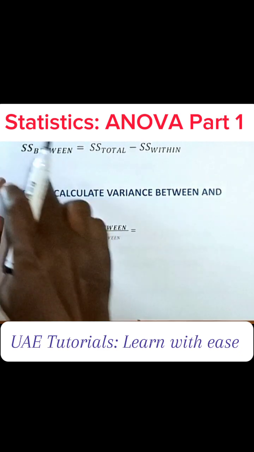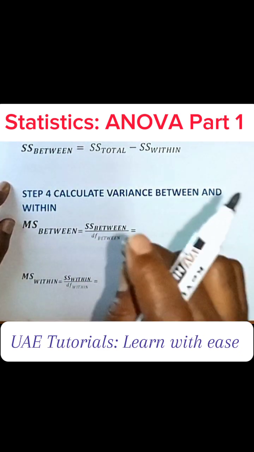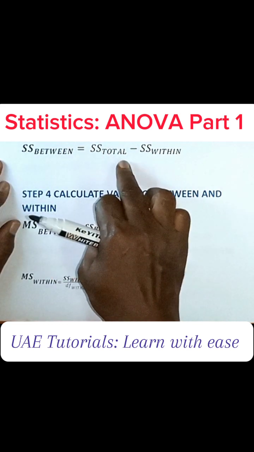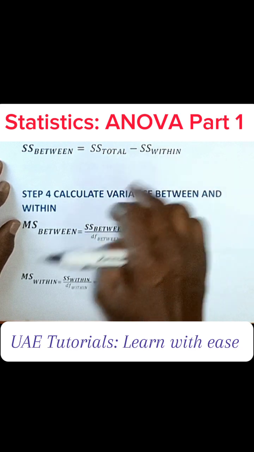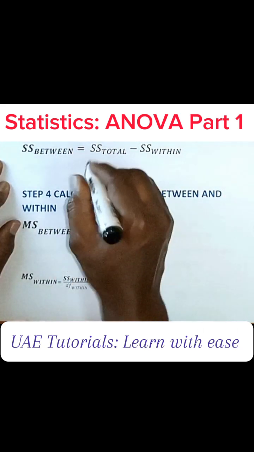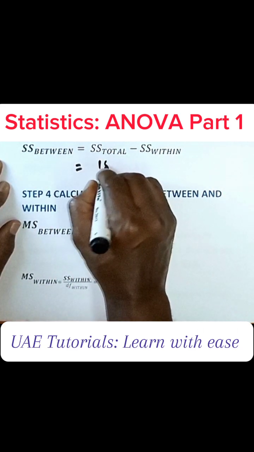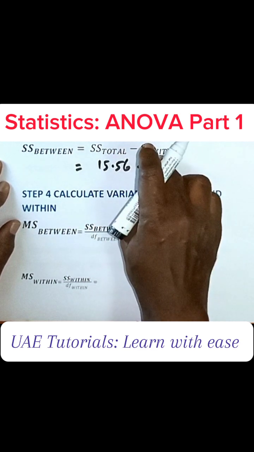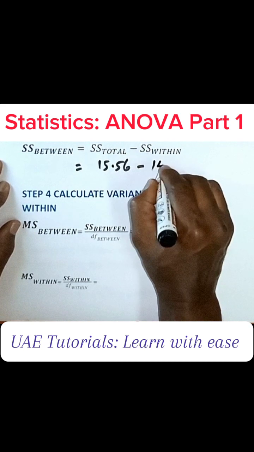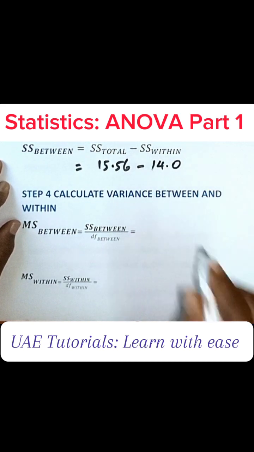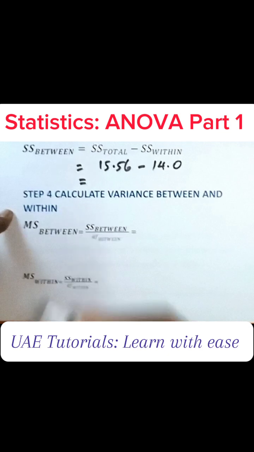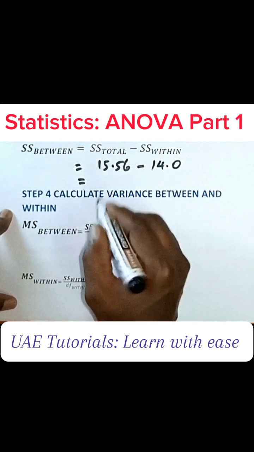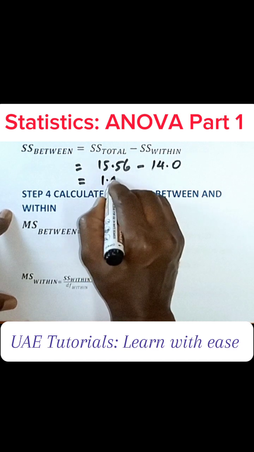So now we want to calculate the sum of squares between. The sum of squares between is sum of squares total minus sum of squares within. So sum of squares total, we got 15.56 minus within, we got 14.0. So that gives us our sum of squares between to be 1.56.